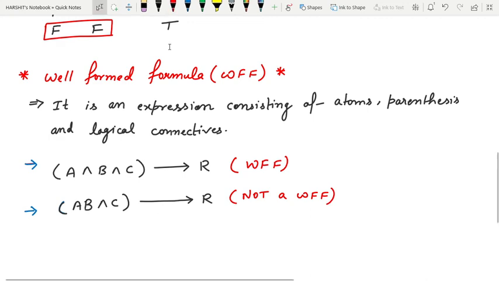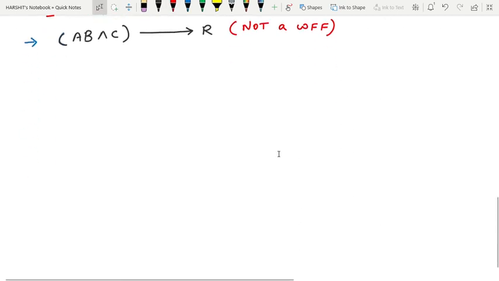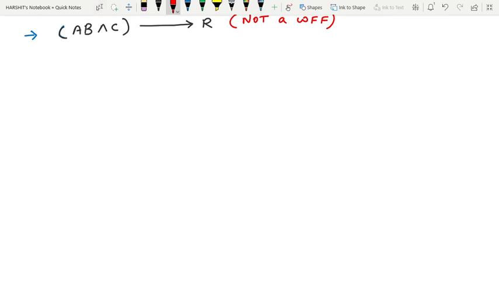So friends, I hope you all have understood what is a well-formed formula. Again I repeat, it is an expression consisting of atoms, parentheses and logical connectives. So these are the atoms A, B, C, and we have used the logical connectives and parentheses. So this is a well-formed formula. Now to solve a well-formed formula, later on we will discuss how we can solve it. We use the precedence rule. So always we need to follow the precedence rule to solve or simplify a well-formed formula.